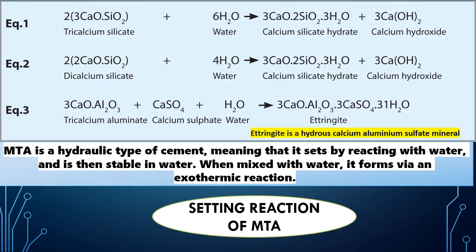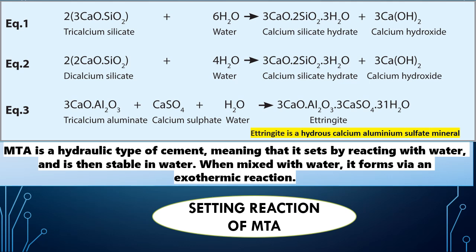So this is the setting reaction, where tricalcium silicate reacts with water to form calcium silicate hydrate and calcium hydroxide, while dicalcium silicate reacts with water to form calcium silicate hydrate and calcium hydroxide, while tricalcium aluminate and calcium sulfate react with water to form ettringite, a hydrous calcium aluminosulfate mineral.